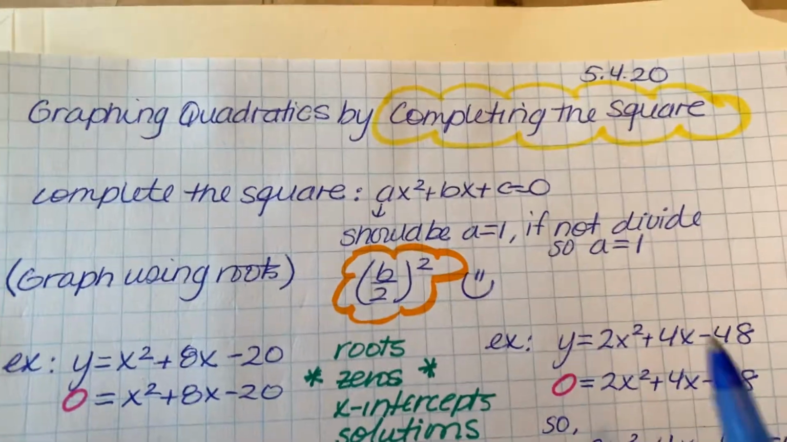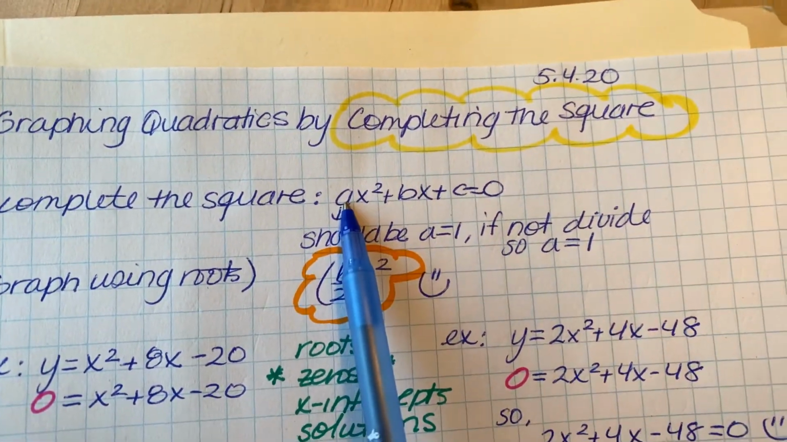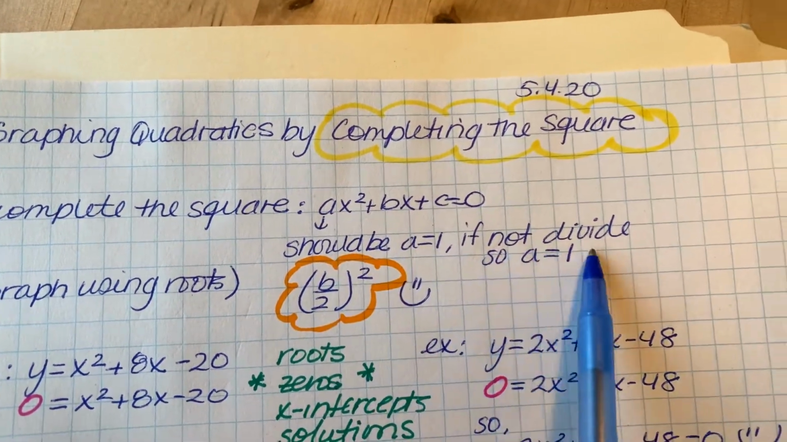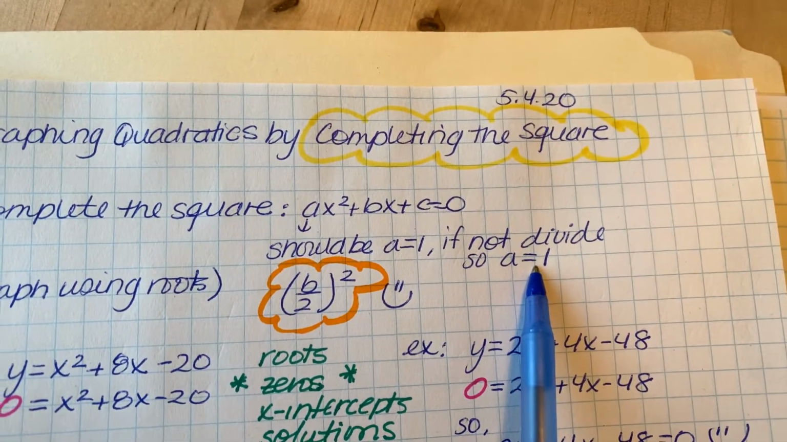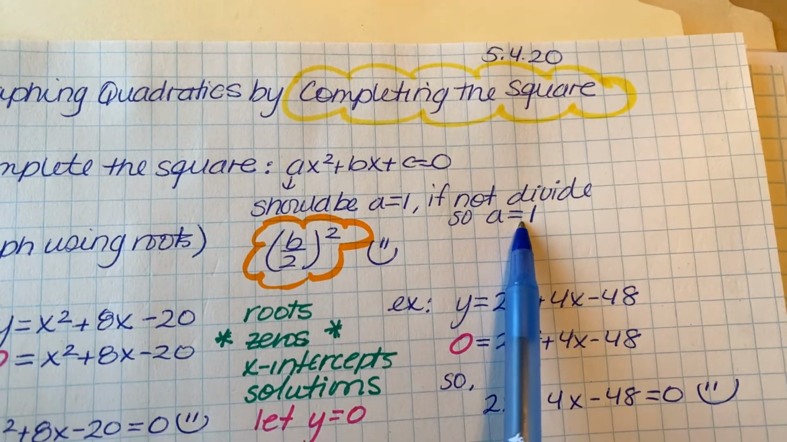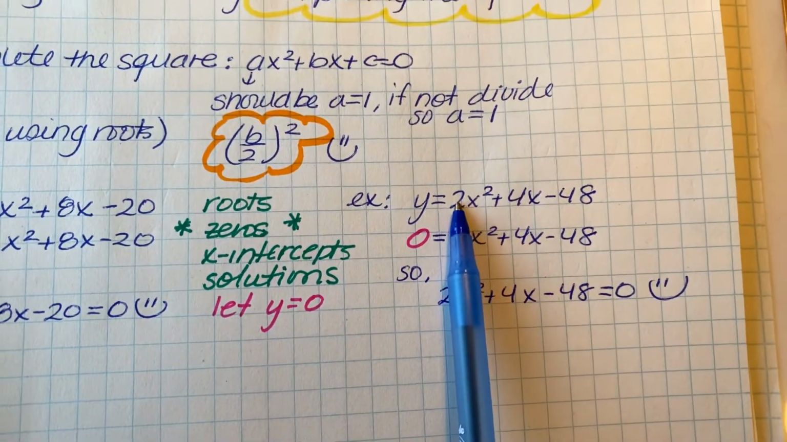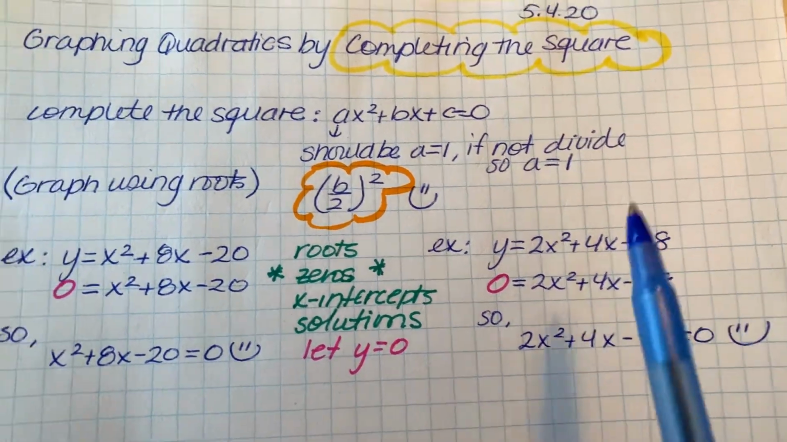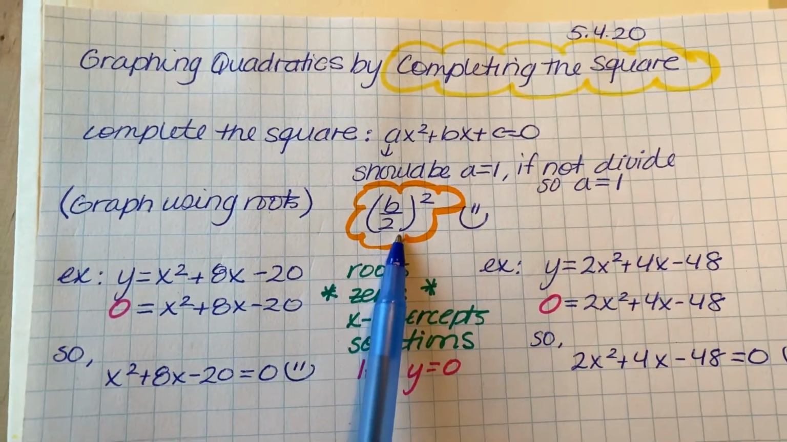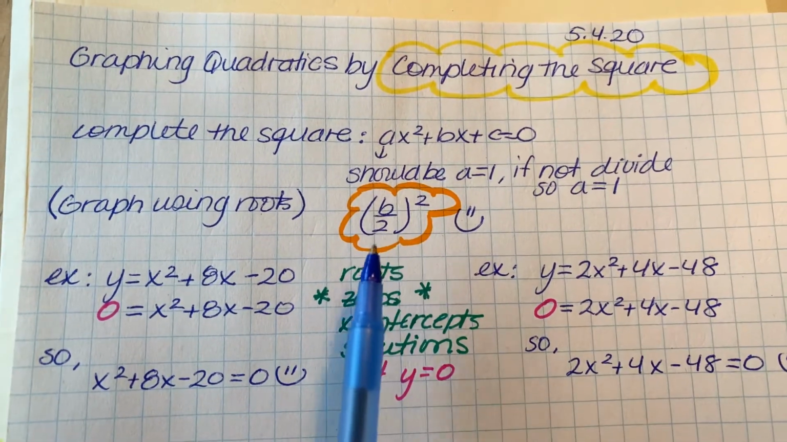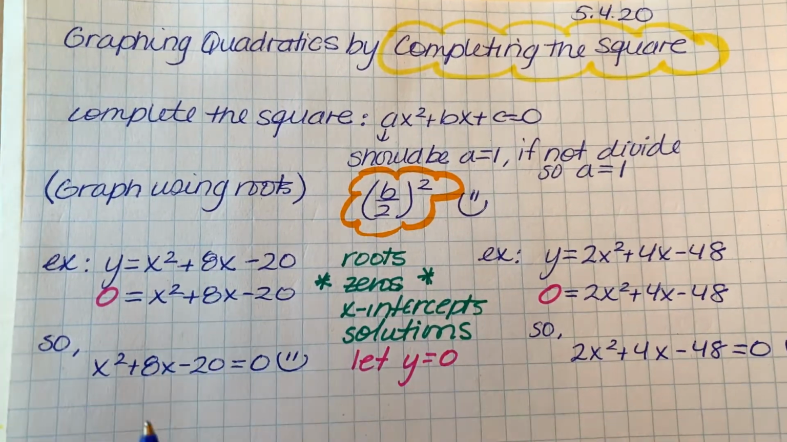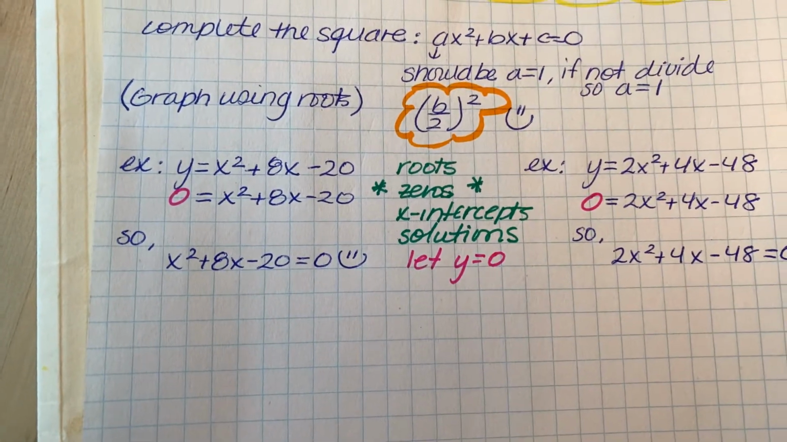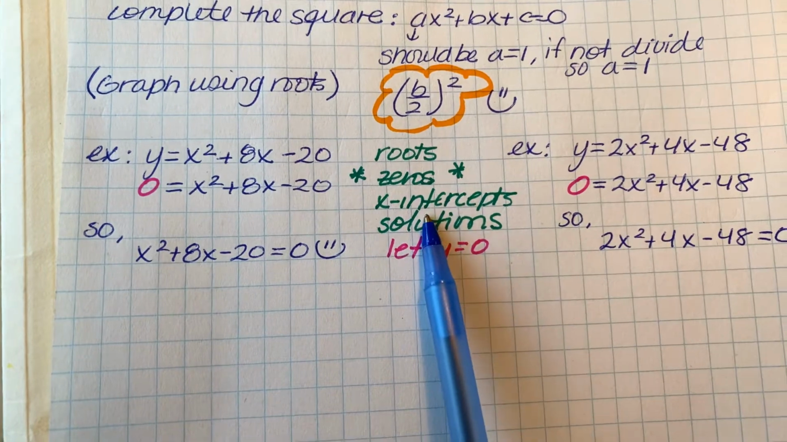Again, this is review. Remember, you're getting a quadratic in standard form, so ax squared plus bx plus c. The a value should be 1. If it is not, then you just divide to make the a value 1, right? So here, if you notice, it's 2x squared. I'm going to divide by 2, divide by 2, divide by 2, and then you're ready to complete the square. Remember we're using b over 2 squared to complete the square, and then once you complete the square, you do have to use solving by square roots to get it down to the roots, zeros, x-intercept solutions.